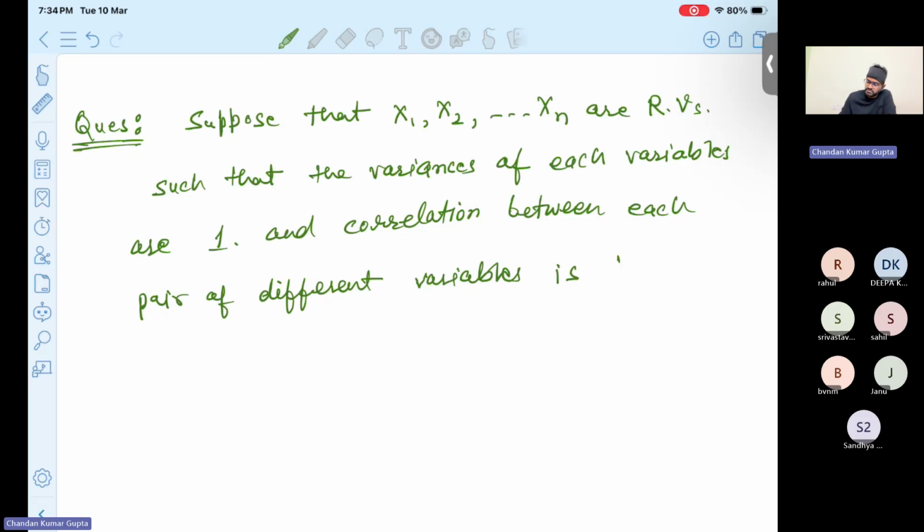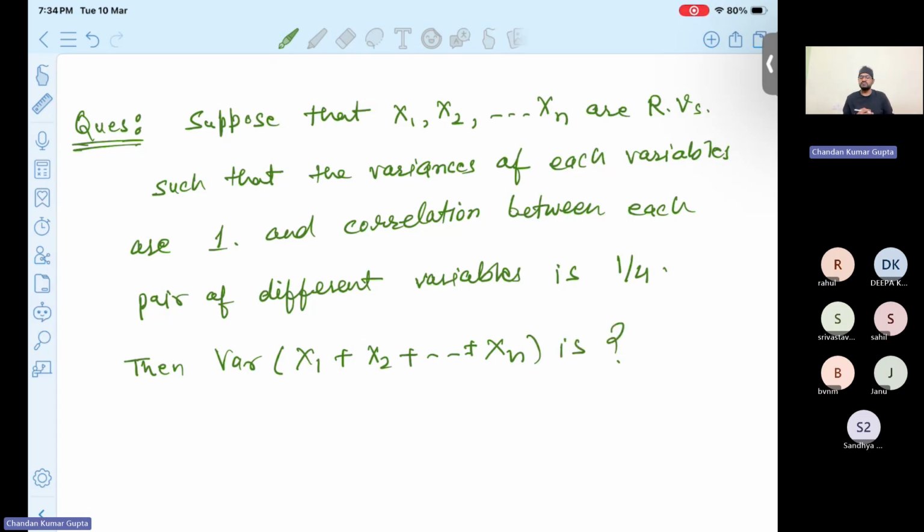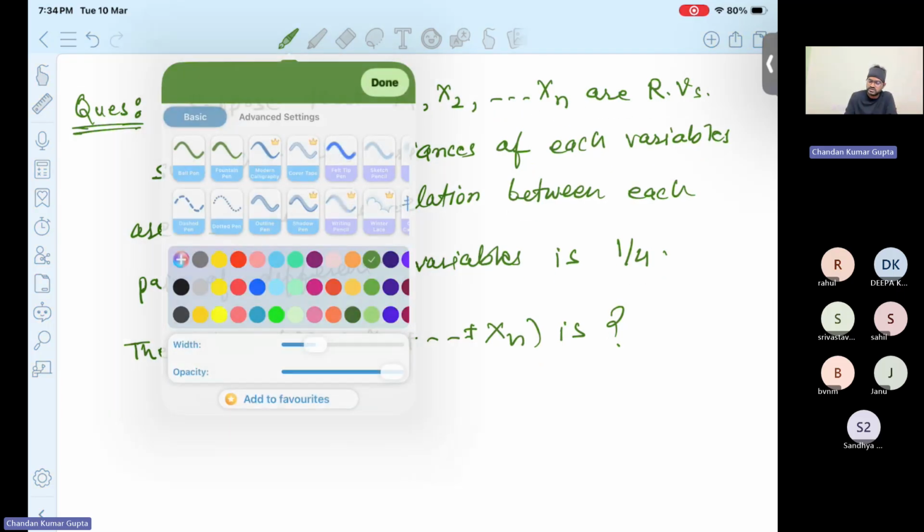Now, what is the variance of the summation of xi, that is, the variance of x1 plus x2 plus up to xn? We need to calculate this variance when each variable has variance 1 with correlation 1 by 4. A simple question with a simple answer. We just need to use the formula if you remember.